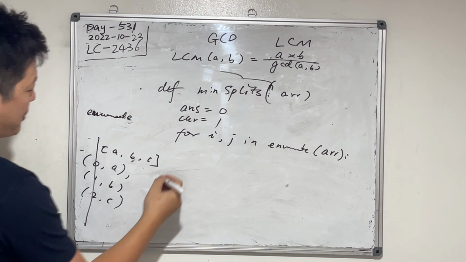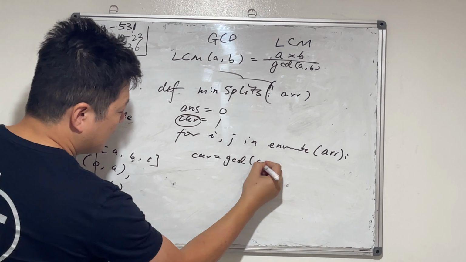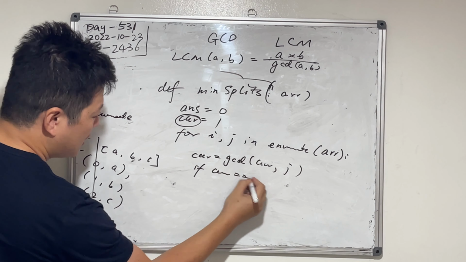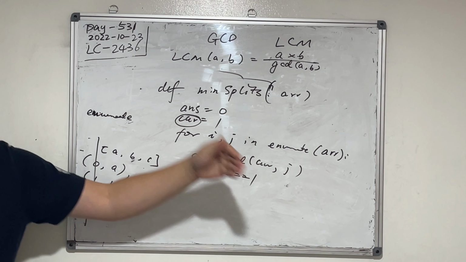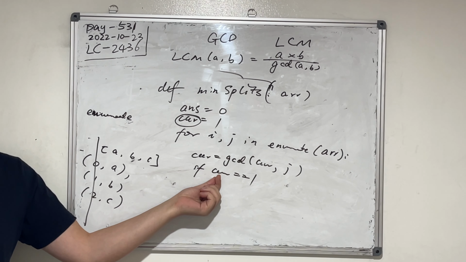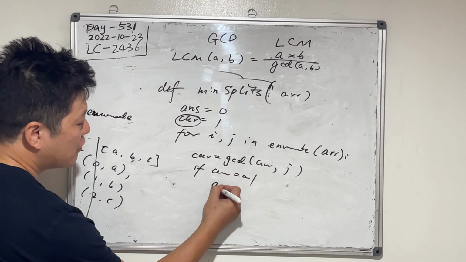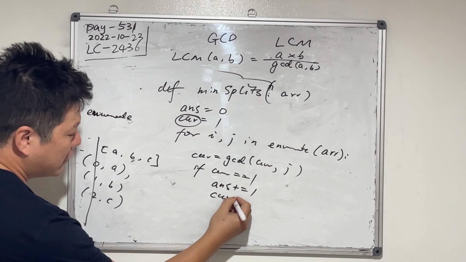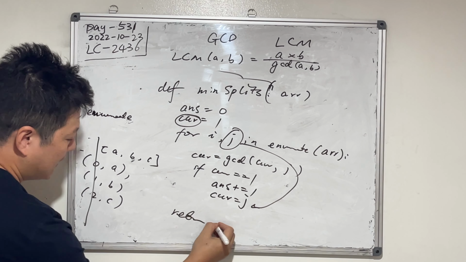So now we have to check. We have to apply the GCD: current equals GCD of current and J, right? And if the GCD is 1, it means this number needs to be in the next group, not this group, because the greatest common divisor of all the numbers in this group up to now is 1, so we can't include this number at index I, right? So we have to increment the answer. We need one more group, one more split, and we set the current to this new number J. And then at the end we return the answer.